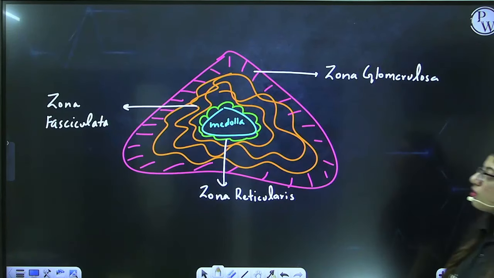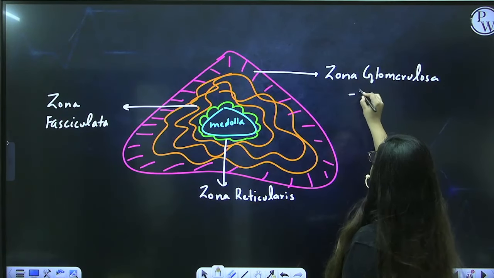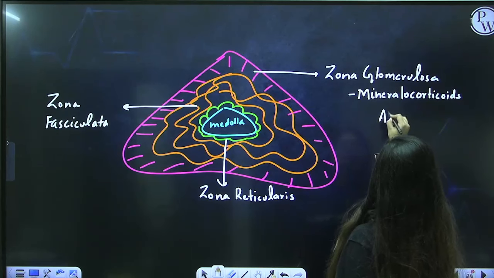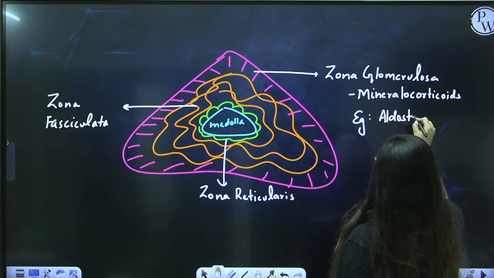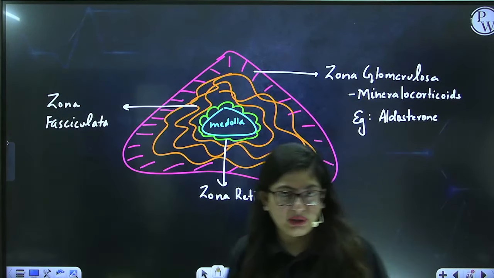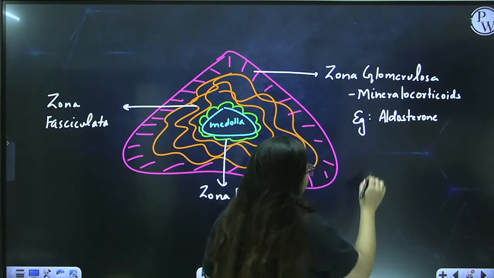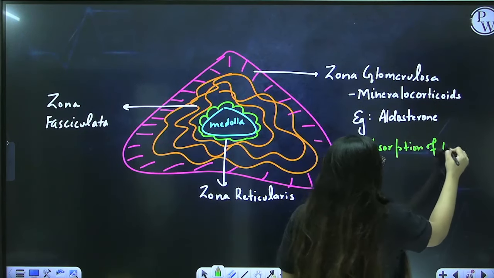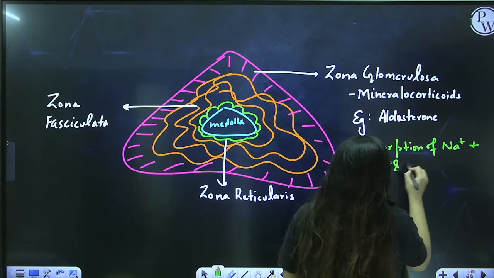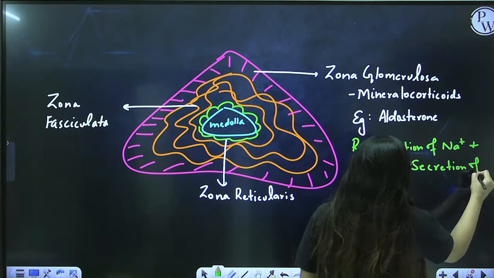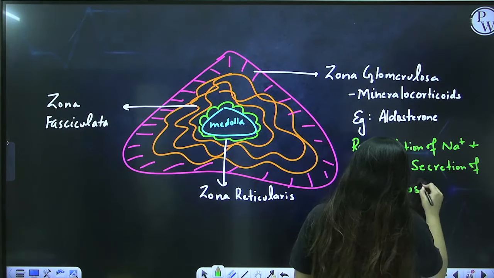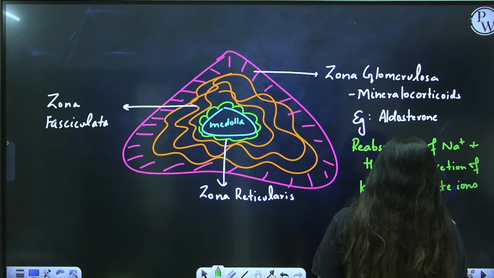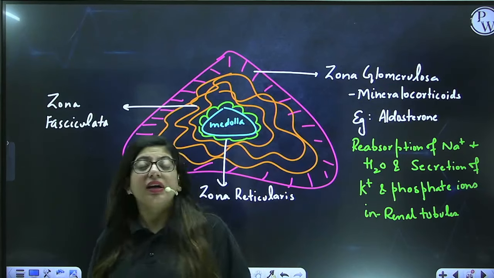Okay, let's see. First of all, what does zona glomerulosa secrete? It secretes mineralocorticoids. One example of a mineralocorticoid is aldosterone. This one we have already discussed in the chapter excretory products and their elimination. What is the function of aldosterone? It will go to the renal tubules and help in the reabsorption of sodium ions and water, and it will lead to the secretion of potassium ions and phosphate ions in the renal tubules, especially the distal tubule, the DCT, where conditional reabsorption takes place.